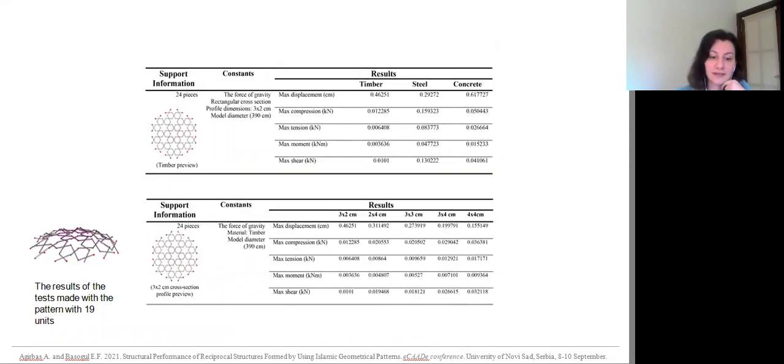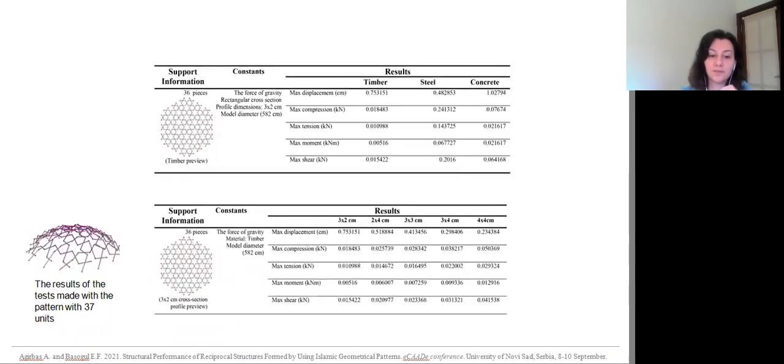The next test is with the 19 units pattern. This pattern is 390 centimeters in diameter. It was seen that steel showed less displacement value than the other materials. The results of the maximum compression, maximum tension, maximum moment, and maximum shear were the lowest in the timber systems. The larger diameter of the model gives a larger maximum displacement value. As the dimension of the cross-section increases, the maximum displacement value decreases.